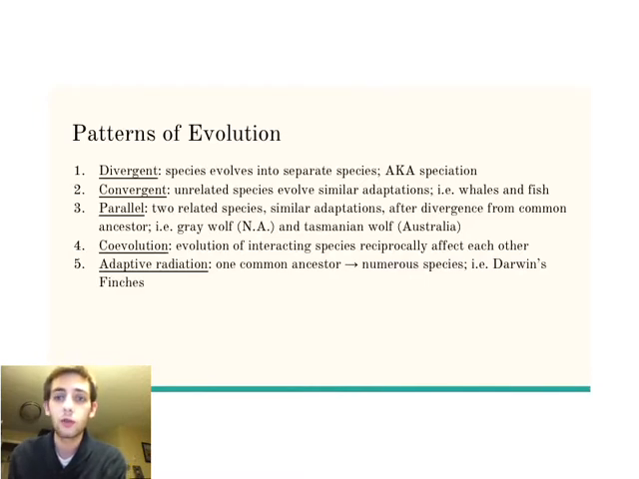Coevolution is the evolution of interacting species that reciprocally affect each other. And so the best example of that is pollinators and flowers. As flowers evolve various adaptations, pollinators will continue to evolve a way to find that food source, and then flowers will adapt to be better pollinated by those pollinators. So any predator-prey relationship really shows coevolution well. And then adaptive radiation is when you have one common ancestor that splits off into numerous species. And the best example of this is Darwin's finches.